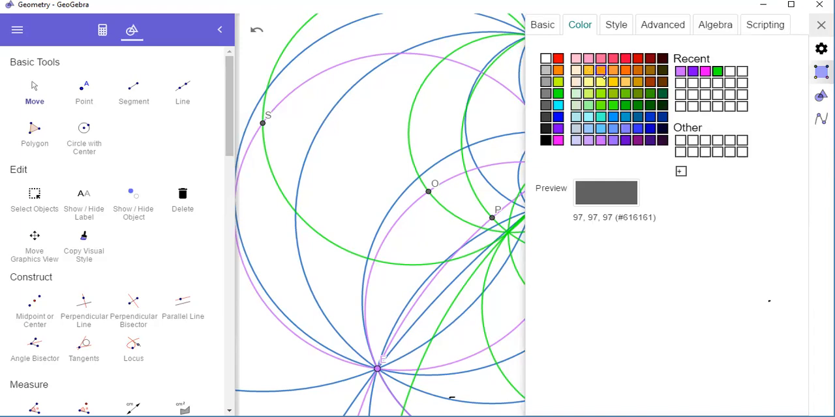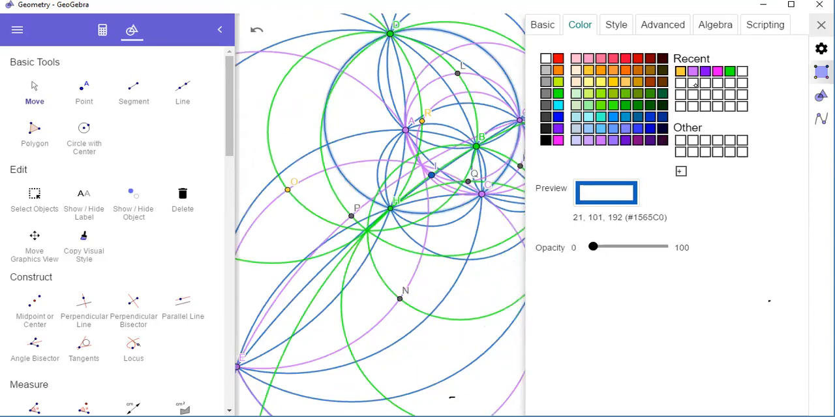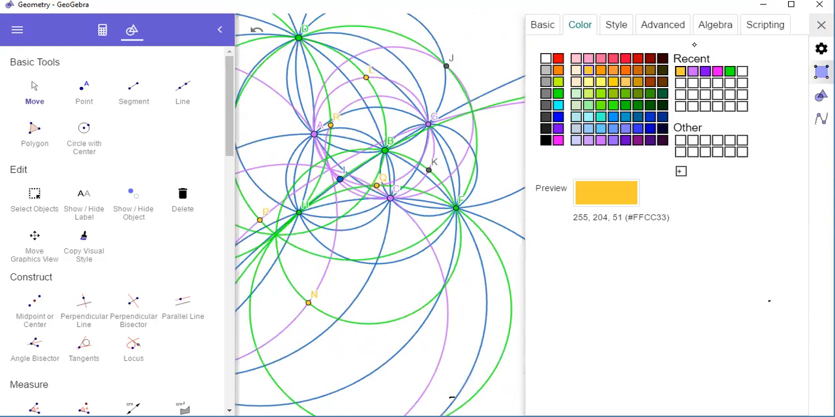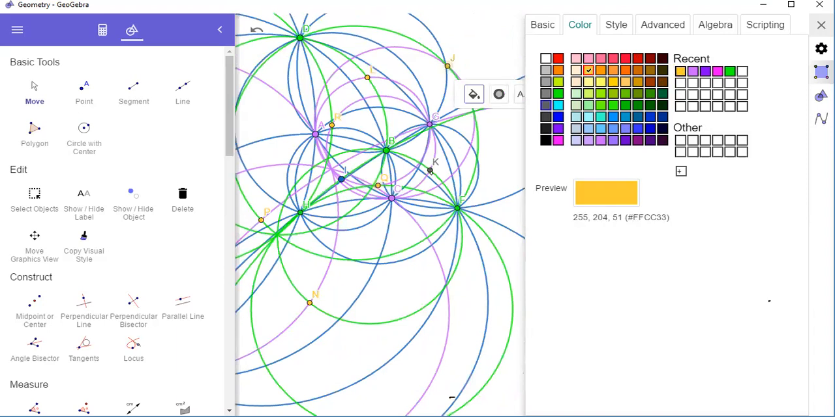Into this orange. There's 2, 3, 4, 5, 6. So it can be argued that we can have more than these circles. I'll talk more about that later on. But these are the circles that we do have.